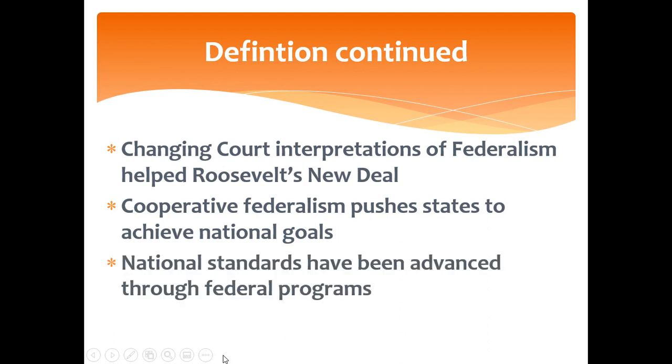National standards have been used to advance these federal programs. This cooperative federalism has been used to advance national standards, national programs. How? I told you a second ago, money. Money is the great motivator. The federal government can use or withhold money in an effort to get the state governments to do what they want.